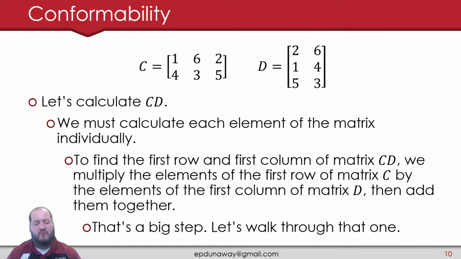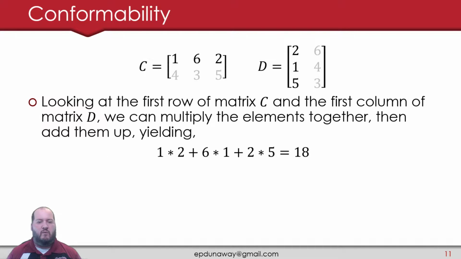So to get the first row and the first column of matrix CD, we multiply the elements of the first row of matrix C by the elements of the first column in matrix D, and then we add them all together. So that's a bit complicated. It's a big step. So let's just go through it directly. When we're dealing with the first row and the first column of our new multiplied together matrix, we look at the first row of the first matrix and the first column of the second matrix. Take all of the individual terms and multiply them together.